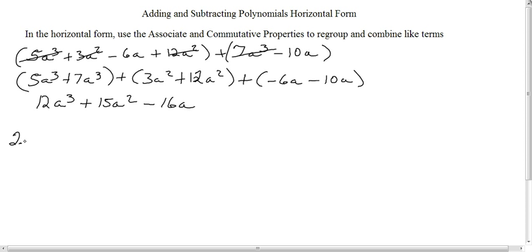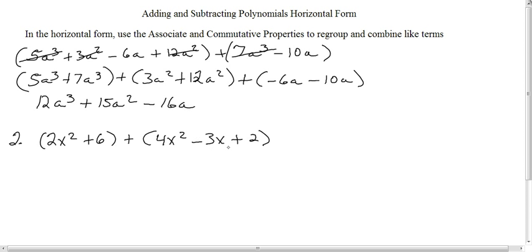So we'll just call this problem number 2, and let's just use something really simple here because they're not that difficult. So we have 2x squared plus 6, and let's add to that 4x squared minus 3x plus 2. Okay, so let's regroup and look for our like terms. I see x squared and x squared, and I see the constants 6 and 2.